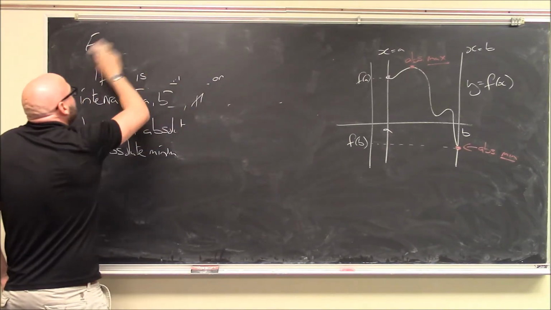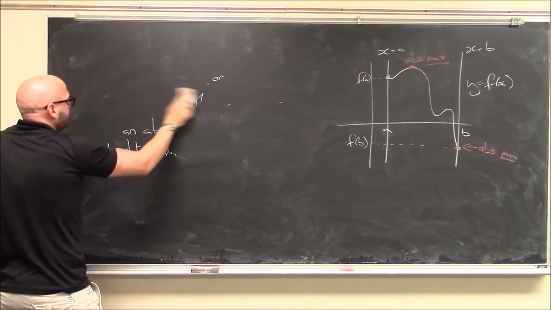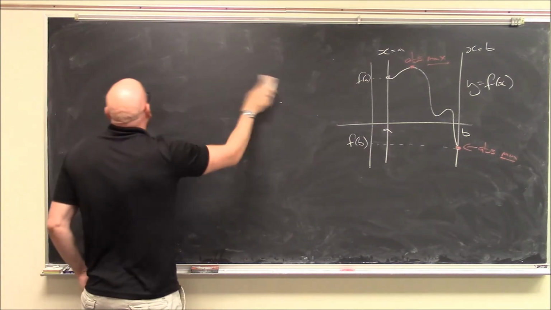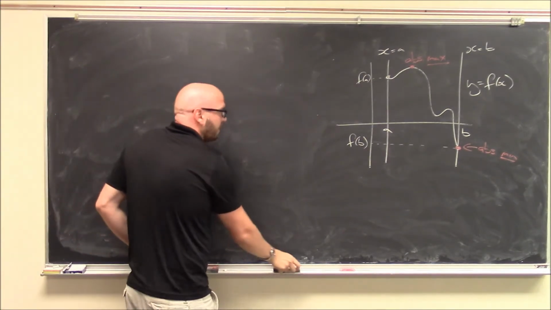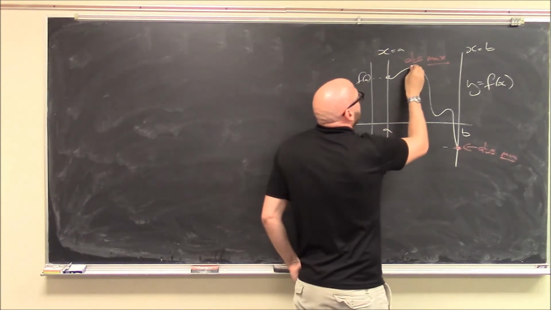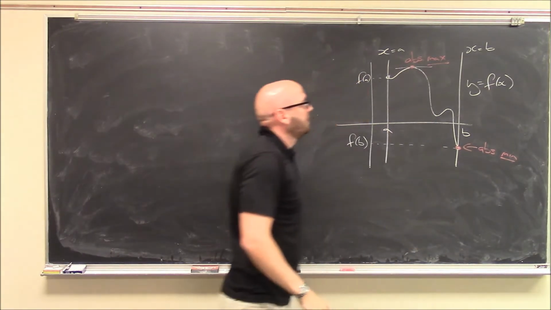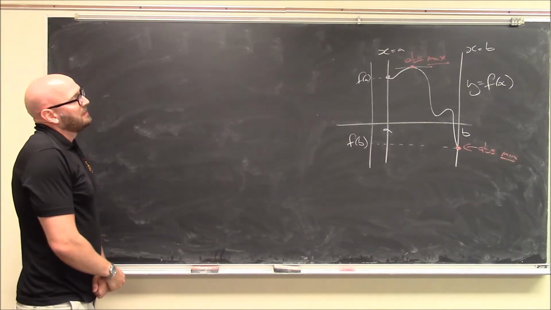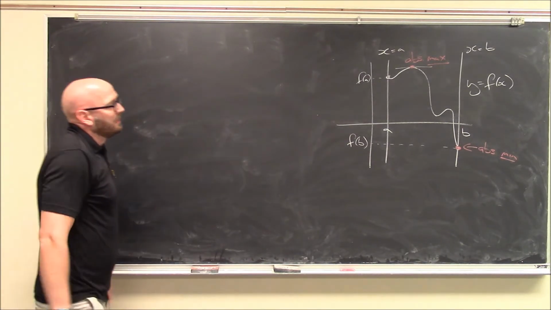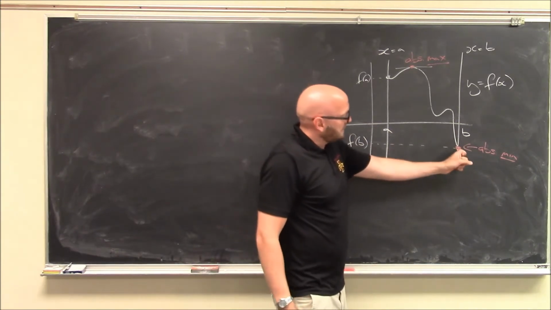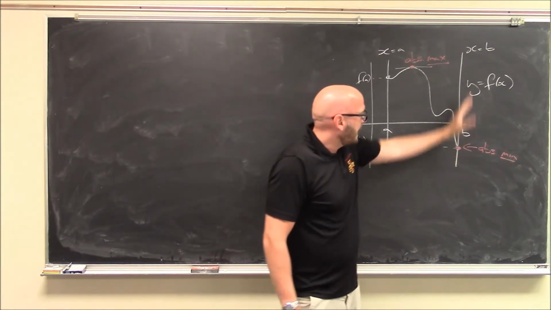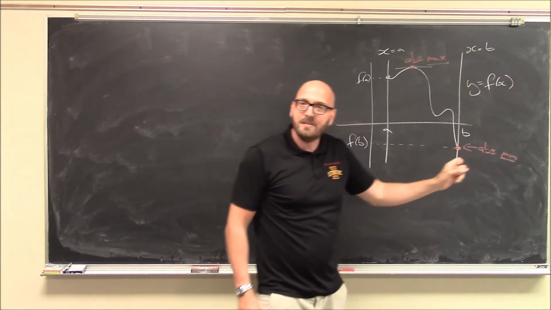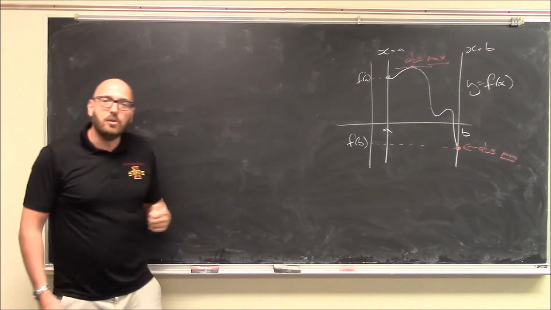And I want you to note two things that happened over there. The absolute max occurred at a critical number, right? It occurred at this relative maximum. It occurred at this point where my derivative was 0. So the absolute max occurred at this critical number. Meanwhile, the absolute minimum actually isn't at a critical number. It's just at the endpoint. It's at this endpoint b. And it turns out that's the only two things that can happen.